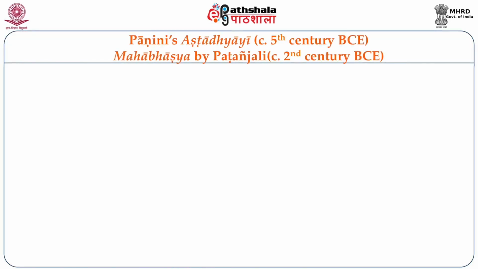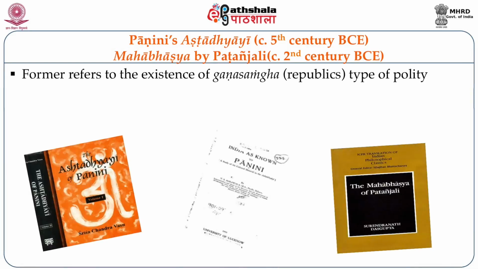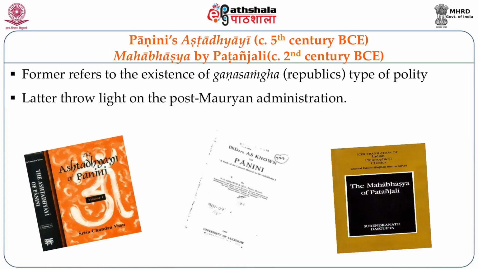Much before this text, we have Sanskrit treatise or Sanskrit grammatical texts like Panini's Ashtadhyayi, and then for the post-Mauryan period we have Patanjali's Mahabhashya. While the former refers to the existence of Ganasanghas, which are often translated as republics, but it is actually not republic. It's a different kind of polity, and the latter throws light on the post-Mauryan administration.